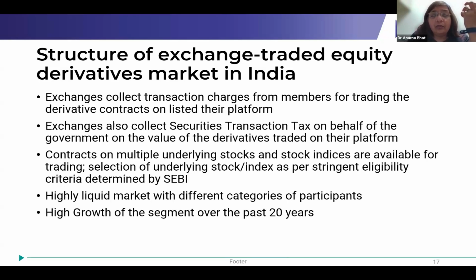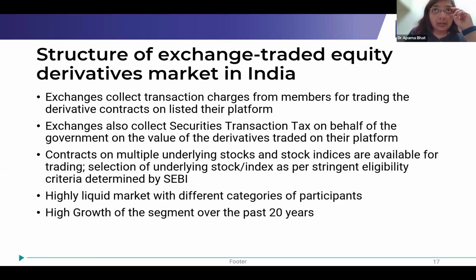What is the responsibility of the exchange? The exchange provides the platform on which the derivatives contracts are bought and sold. And in return for providing this platform, the exchange collects transaction charges from the brokers who are trading on the exchange. The exchange is also responsible for collecting securities transaction tax, because you know that we have to pay STT on all those derivatives. Whatever derivatives we trade on the exchange are subject to STT, and the exchange is responsible for collecting it on behalf of the government.